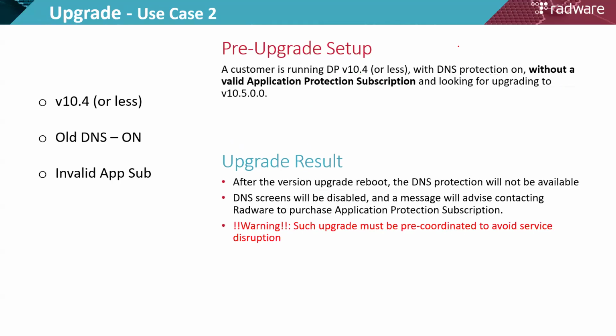The next situation is something like this. The customer is still running version 10.4. He still needs DNS protection, but he does not have a valid application protection subscription, but he wants to upgrade to version 10.5. In this case, if he directly upgrades from 10.4 to 10.5 and he still needs DNS protection, after the upgrade to version 10.5, the DNS protection will not be available because post version 10.5, we have moved the DNS protection to the application protection subscription license.